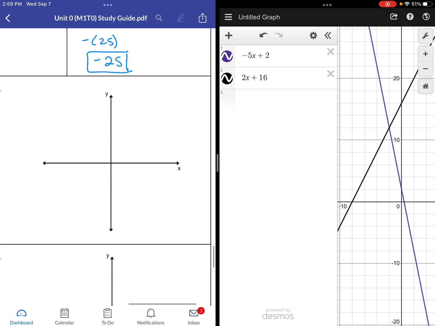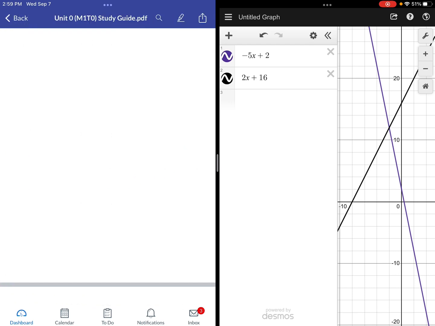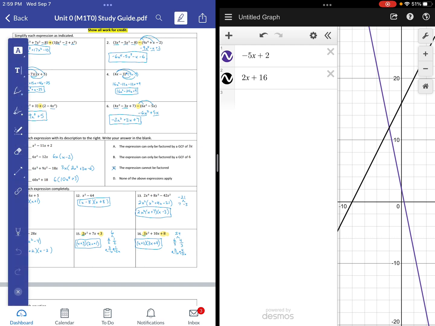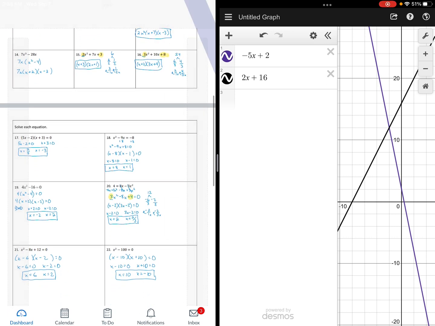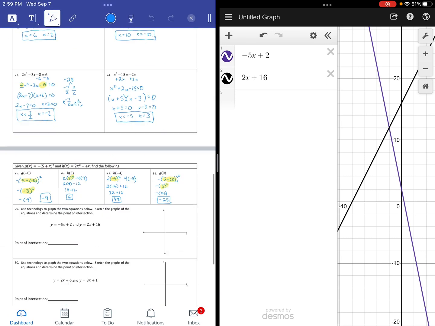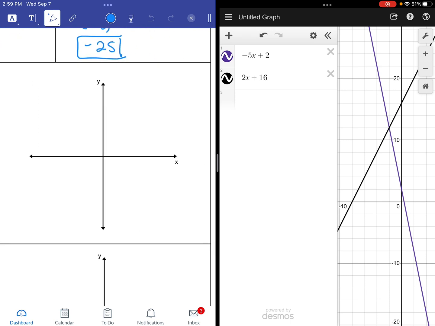You don't have to put down, my pen went away. That's not what I wanted. There we go. All right, sorry about that. You don't have to put dash marks to get the exact things, but they do have to look similar to what they are in Desmos. So it looks like this, it looks like this.